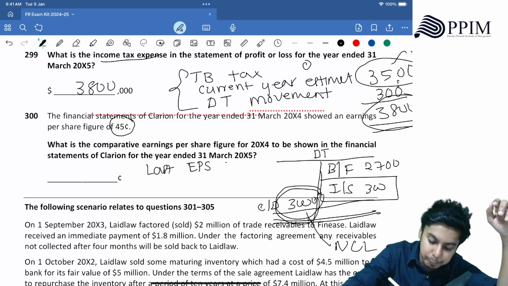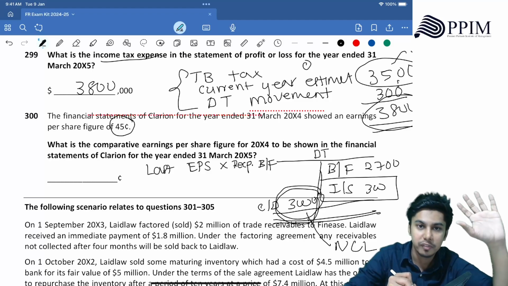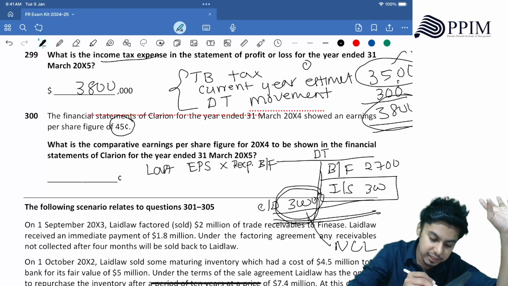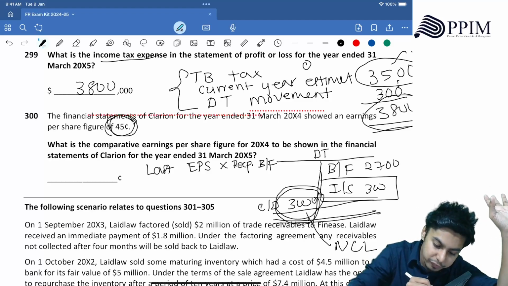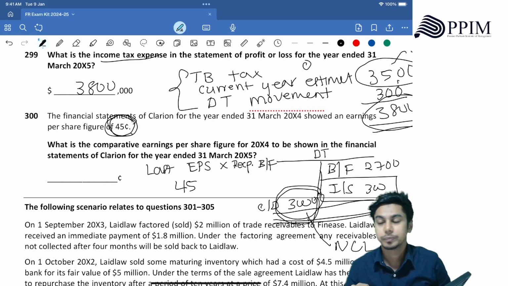Exactly, very good. Multiply with the reciprocal of the bonus fraction. What is reciprocal? Upside down. First take the last year EPS. What is the last year EPS? 45 cents. First copy this here. Done. 45 cents.